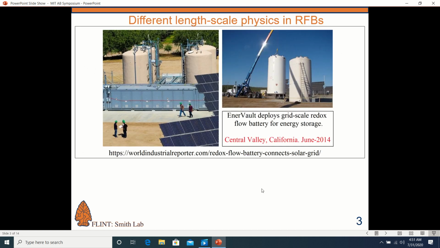To give an idea about the size of these batteries, here are real photos taken in California in 2014. These four big white things here are actually the tanks, and these two small things are the reactors, and these are people, so you can get an idea about the length scale.